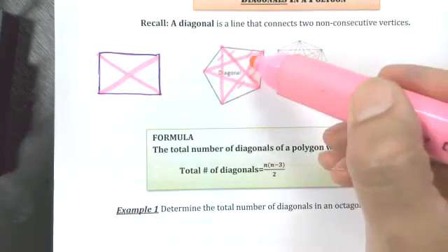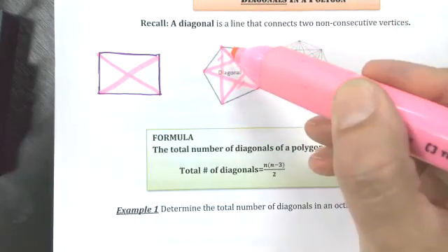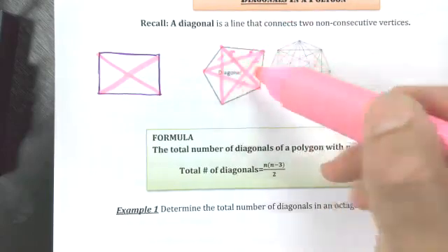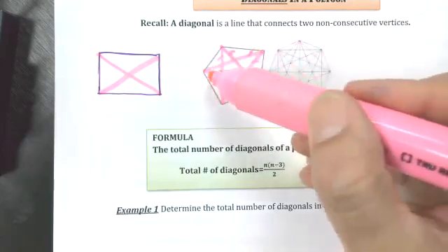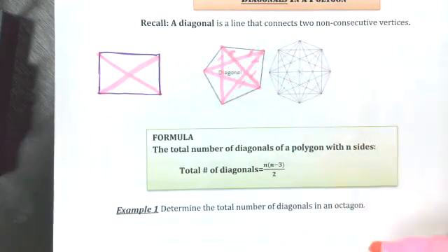1, 2, 3, 4, 5. That's right, because this one I counted twice, right? Are there any more? No, right? We drew them all? Yeah.